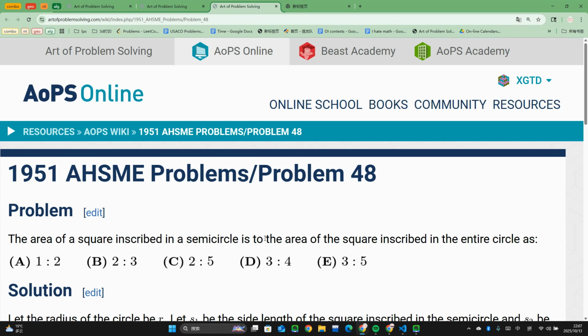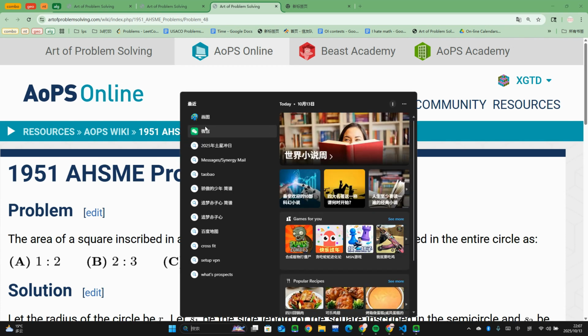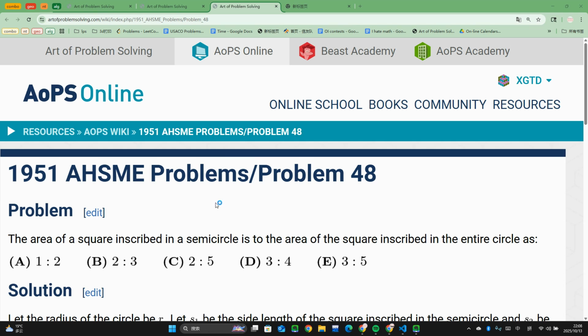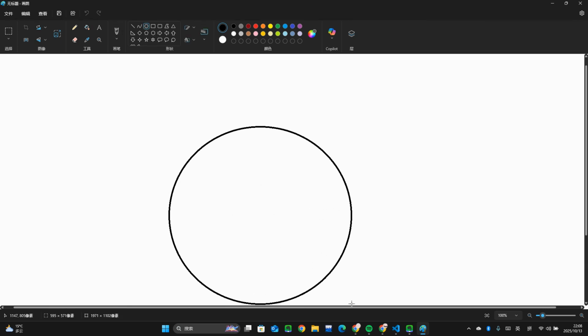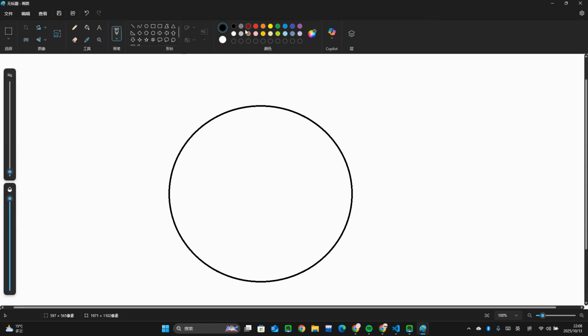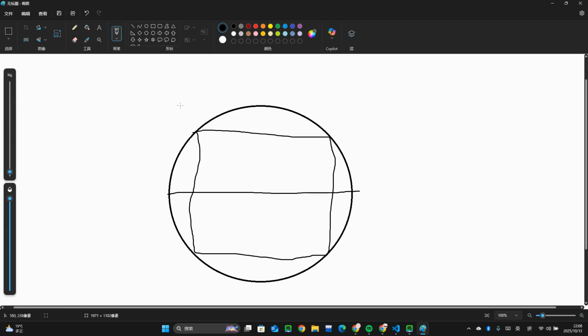Now let's take a look at the second one. The area of a square inscribed in a semicircle is to the area of the square inscribed in the entire circle as what? Pull up the drawing board. The circle tool, so I'm just going to use that. Not the best circle, but we're going to go with it. We have a square inscribed in the large circle. Not a perfect square either. And then we make a semicircle, and we also inscribe the square in the semicircle. Oh, this one's actually not bad.